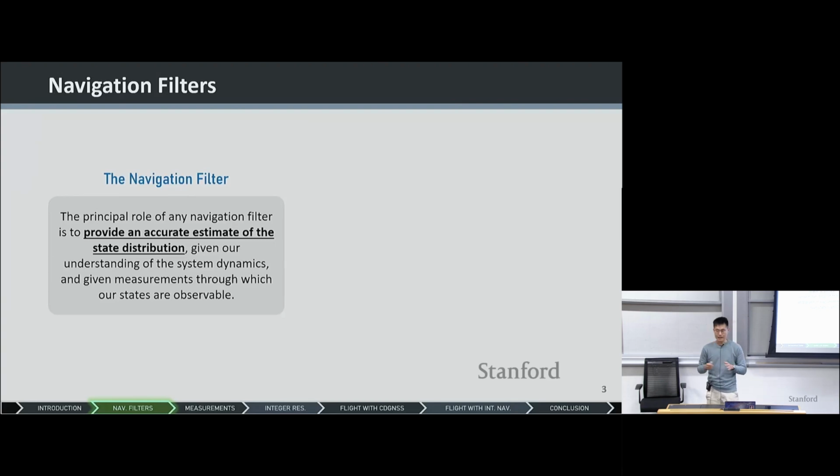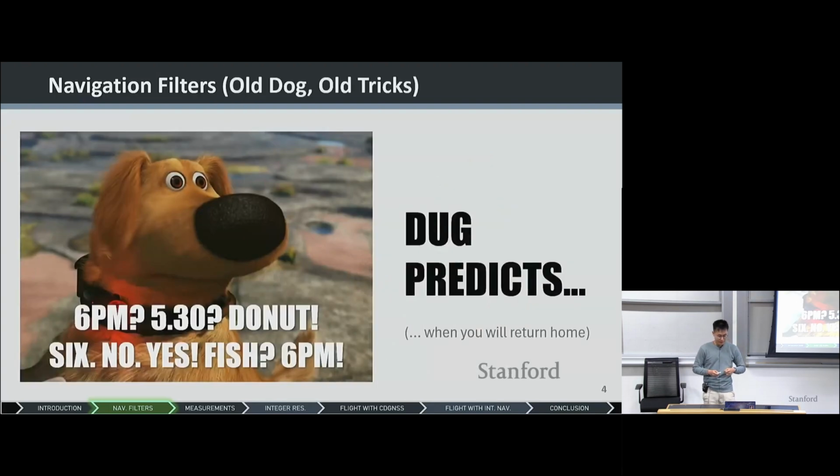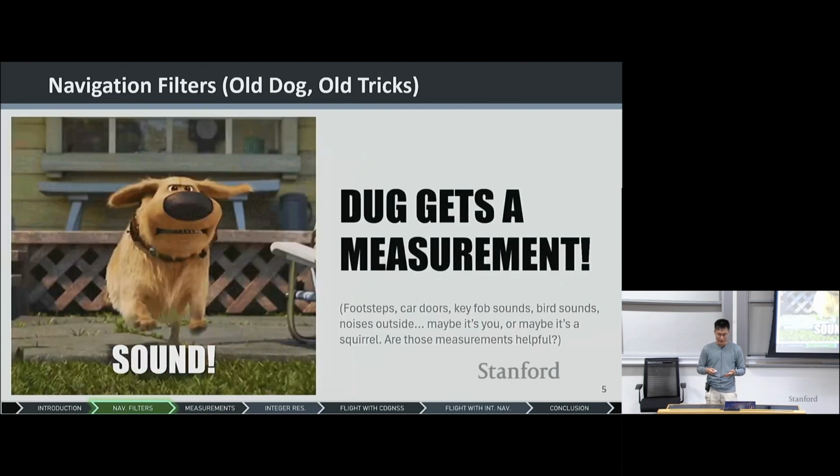And if this is your first time seeing Kalman filters, don't be alarmed, because all of us actually practice Kalman filtering in our daily lives, even Doug. So if Doug can do Kalman filtering, so can you. Suppose we have a dog, Doug. He is very ready to estimate when you, his owner, will be coming home. And so he predicts every day, are you coming back home at 6? Are you coming at 5:30? When he makes these predictions, he is forecasting his knowledge of the dynamics of your return back home into the future until he gets a measurement.